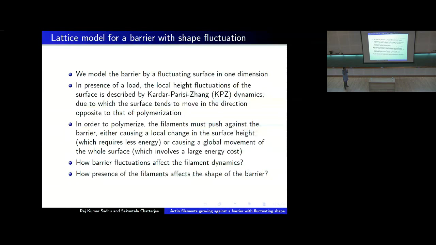Either they can cause a local change in the surface height, or they can move the whole surface globally. Of course, this local change requires much less energy, and when it is a global movement, it costs a much larger energy. And we are asking questions like how the barrier fluctuations affect the filament dynamics and how presence of the filaments affect the shape of the barrier. Note that in this case, since the barrier has a fluctuating shape, how the shape of the barrier gets affected in this process is also an important way to characterize the system.